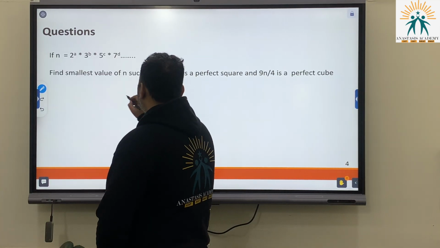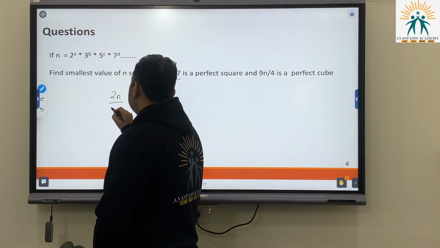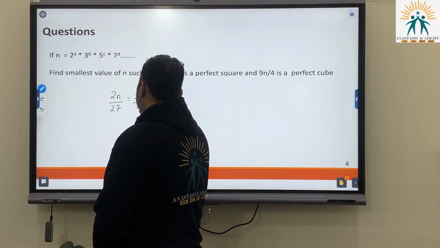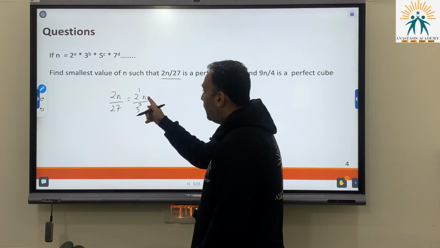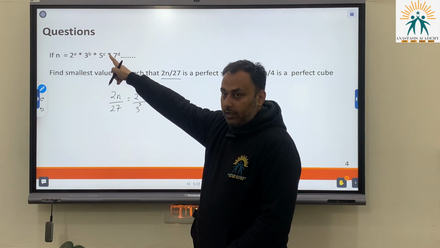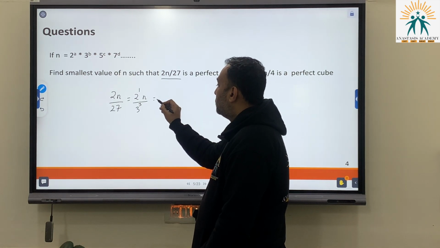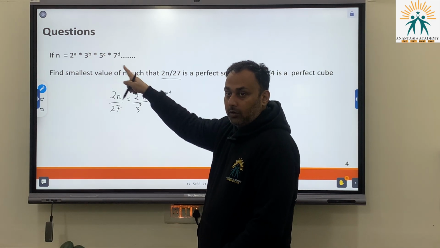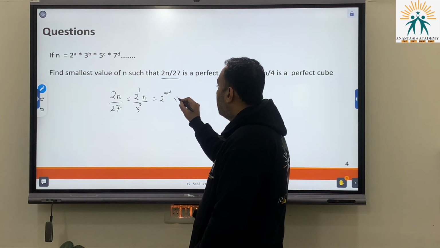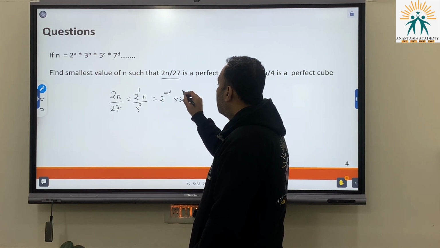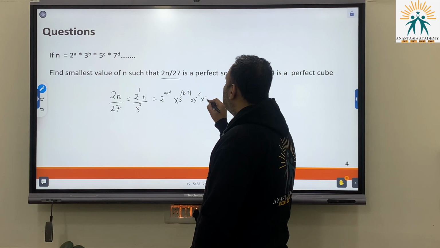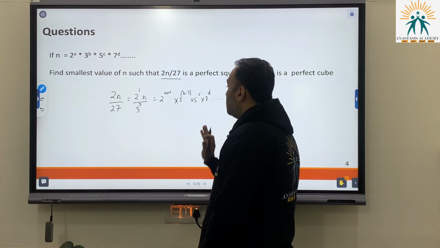Please try this question. If I am looking at this number 2n by 27, this is as good as 2 raised to the power 1 into n by 3 cube. N representation is already given to us. Can I say this is as good as 2 raised to the power a plus 1? Power of 2 will go up by 1 because this was available. Into 3 raised to the power b minus 3 into 5 raised to the power c into 7 raised to the power d, so on and so forth.